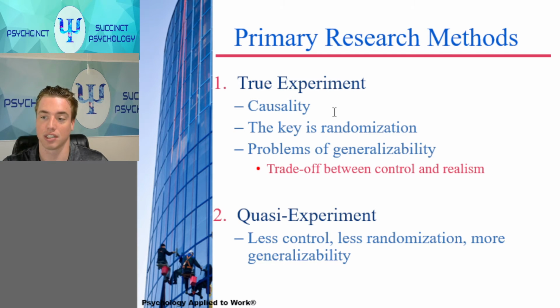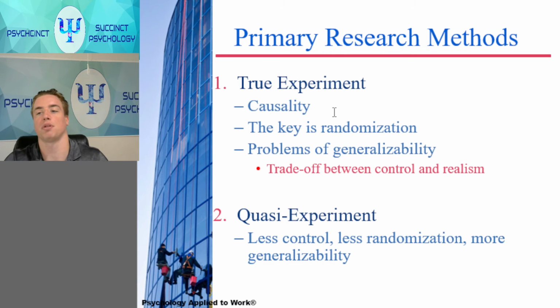The next key is randomization. That's what makes it a true experiment, the fact that it's random assignment to different groups for the subjects. But there are some problems with generalizability. So there's a trade-off between the control and the realism. With a true experiment, you have more control, but you might be sacrificing some realism.